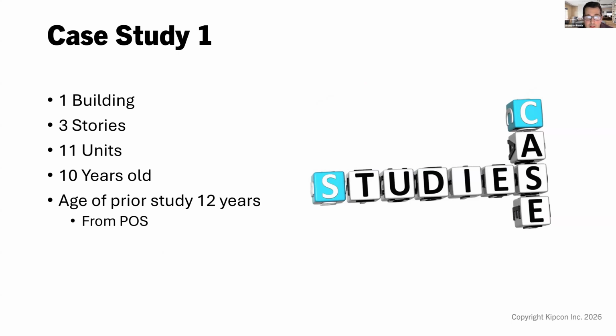Number one, so this building, and these are actual projects that we've done. This building is a 3-story building. It's 11 units. It's 10 years old. So the prior study that was done was 12 years ago from the POS. That was a level 4 study that was initially done during construction. So essentially, this is the first study that this community has had as an existing building. So just keep that in mind.